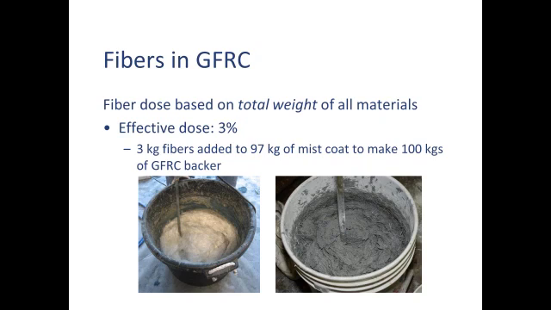It's called a volume fraction. And what's misleading is it has nothing to do with volume. It's all done by weight. The way fibers are dosed is a 3% dose is 3 kilos of fibers added to 97 kilos of concrete to make 100 kilos of fiber reinforced concrete.